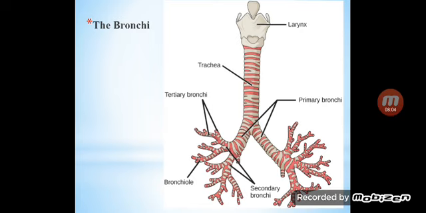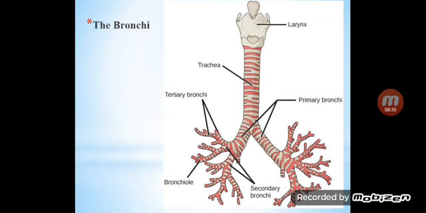The bronchi. The trachea, if you remember in the last lecture, we said that the trachea will end below at the level of the carina, at the level of the sternal angle, behind the arch of aorta. It will end by division into right and left principal bronchus. Right and left principal bronchi, two.